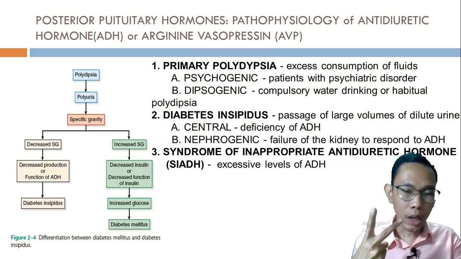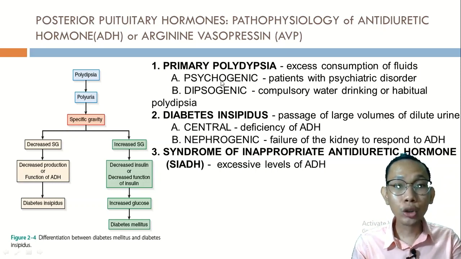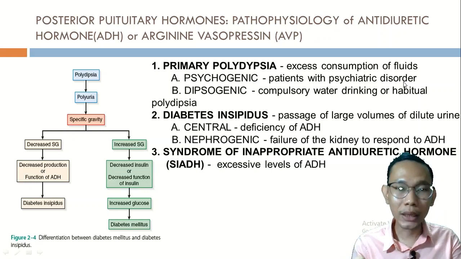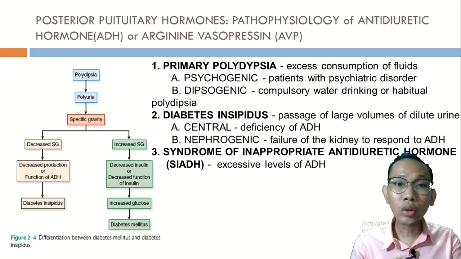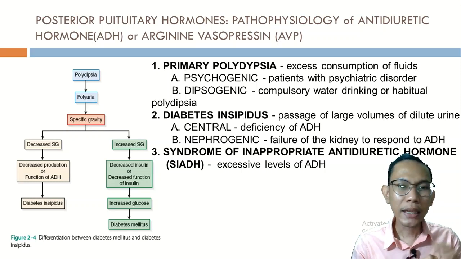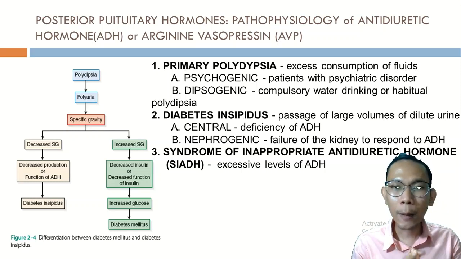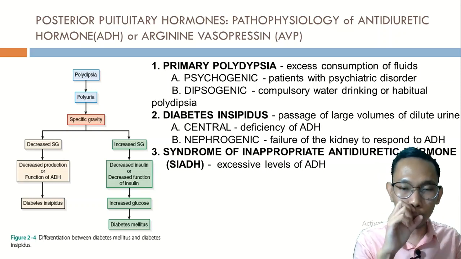There are two scenarios for two types of primary polydipsia. We have your psychogenic primary polydipsia. Ito yung mga patients with psychiatric disorder. I've seen a lot of my patients with schizophrenia or schizoaffective type of schizophrenia. They tend to increase their water intake, and why they have that increase of water intake, it's still unknown. Hindi pa namin alam. It's still under study kung bakit ba palagi silang umiinom ng tubig.